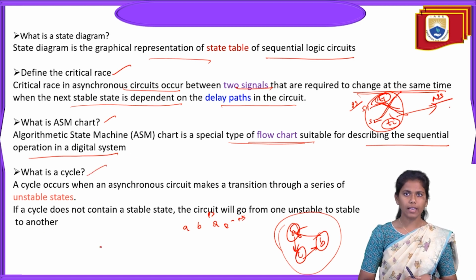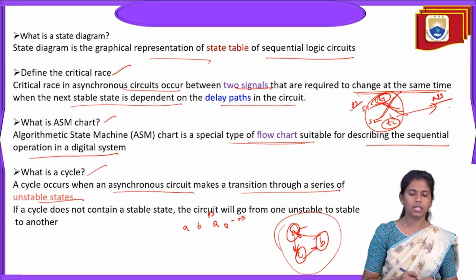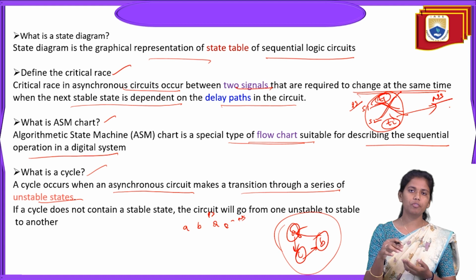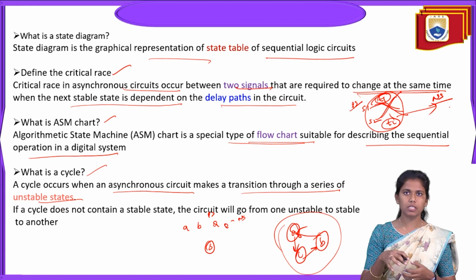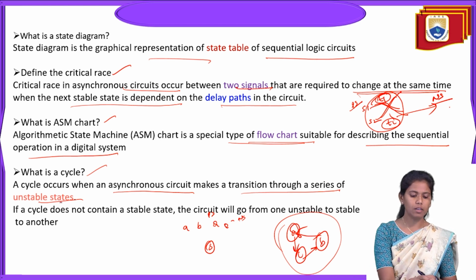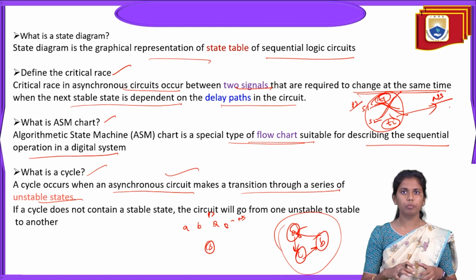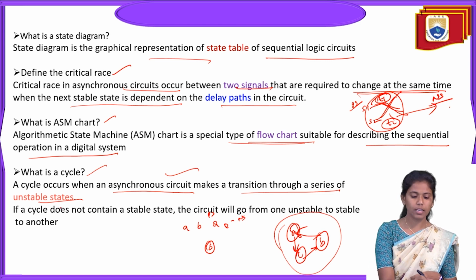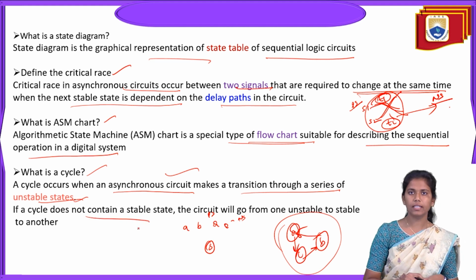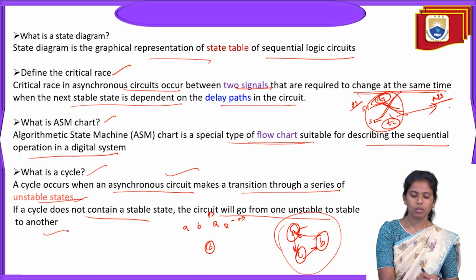And then what is a cycle? A cycle occurs when an asynchronous circuit makes a transition through a series of unstable states. When the state is not stable and the transitions among the different states occur abruptly, such a loop is nothing but a cycle. And if a cycle does not contain a stable state, the circuit will go from one unstable state to another.